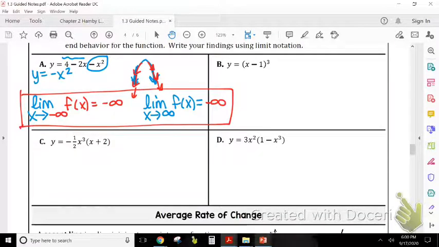Now look at B. B says x minus 1 cubed. You can multiply that all out if you want to, but you don't have to. Because just remember, this means, I'm going to write it out, I'm not going to multiply it though, x minus 1 times x minus 1 times x minus 1. If I multiply all these x's, I'm going to get x cubed. So my power function is x cubed.